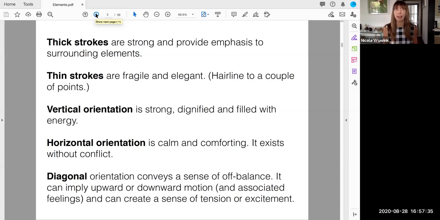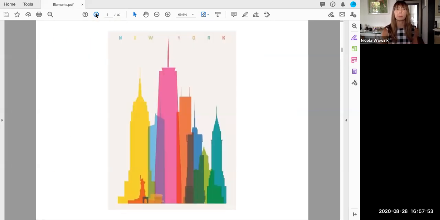And then we have the diagonals, and this is where things get really fun, because diagonal orientation conveys a sense of movement. It can imply upward or downward, and then the feelings that are associated with that idea of upward or downward. It can also create tension. It can create excitement, and really can convey this idea of movement. Here we've got these buildings of New York City all stacked together, creating these vertical lines that go upward, and they imply this idea of strength or power or growth.